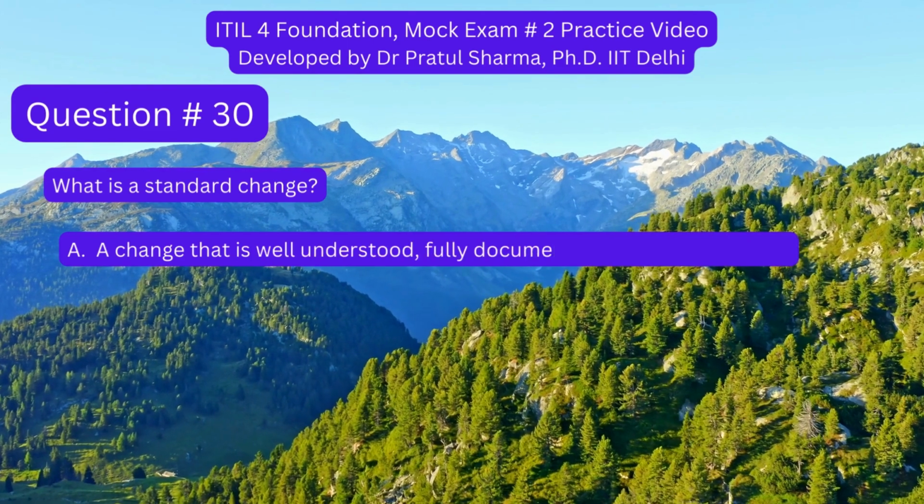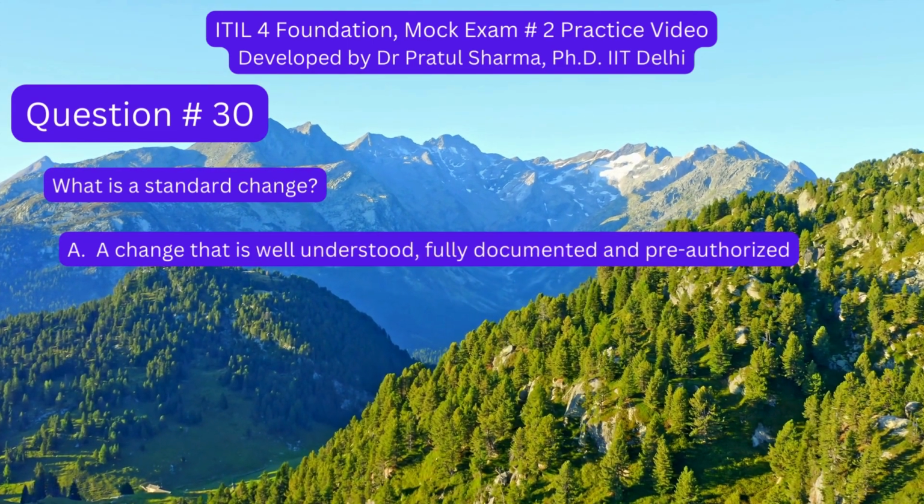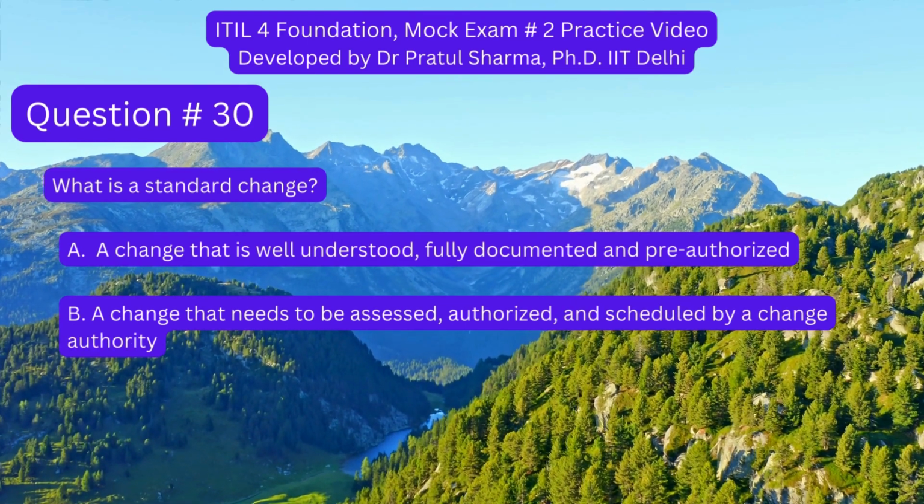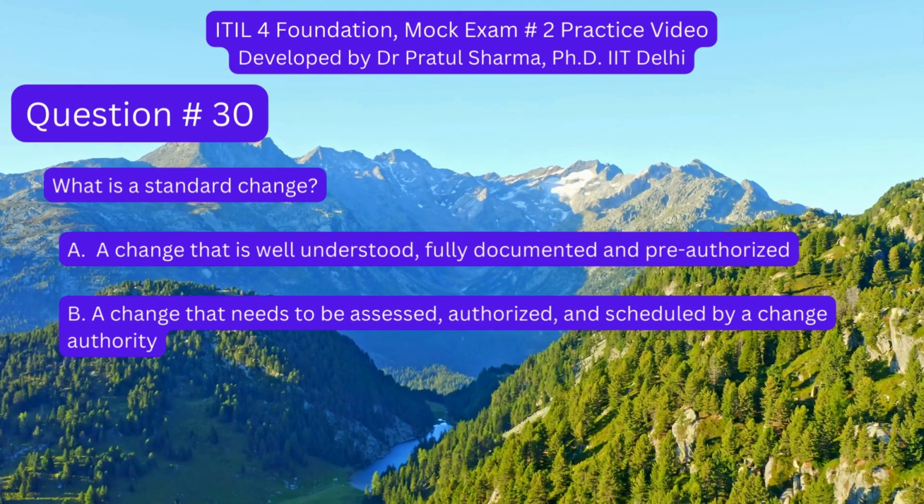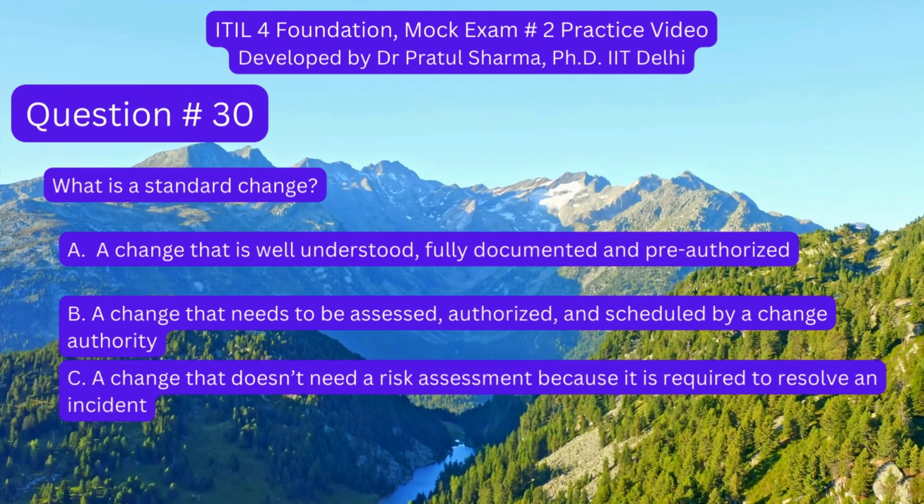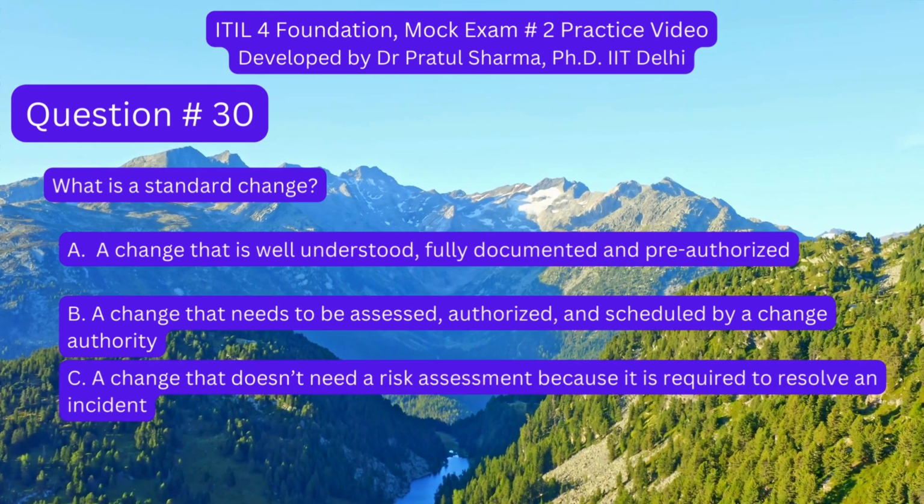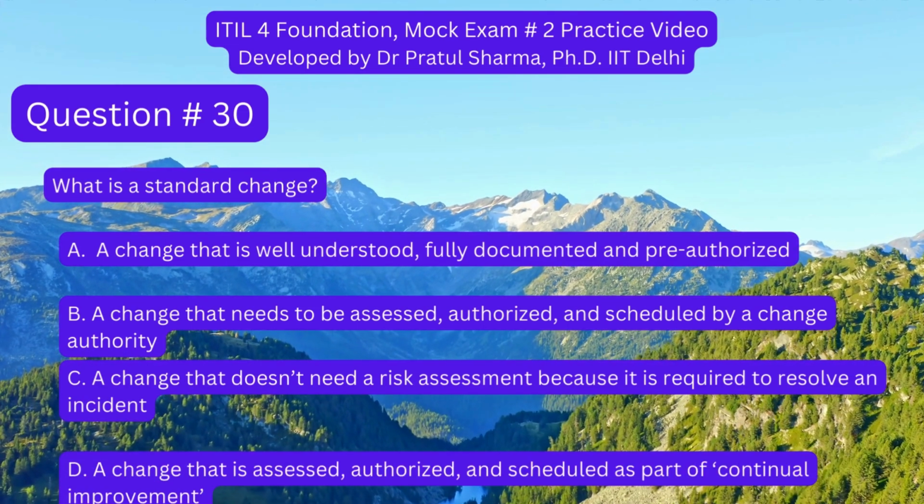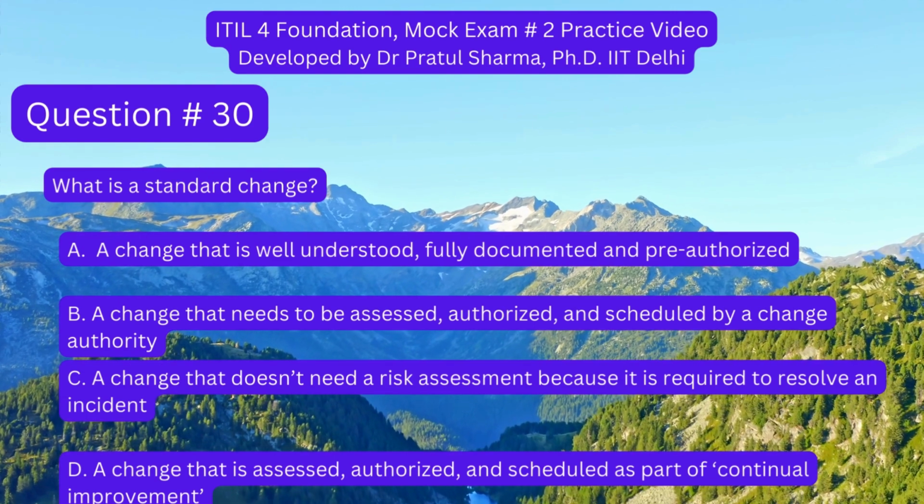A. A change that is well understood, fully documented, and pre-authorized. B. A change that needs to be assessed, authorized, and scheduled by a change authority. C. A change that doesn't need a risk assessment because it is required to resolve an incident. D. A change that is assessed, authorized, and scheduled as part of continual improvement.